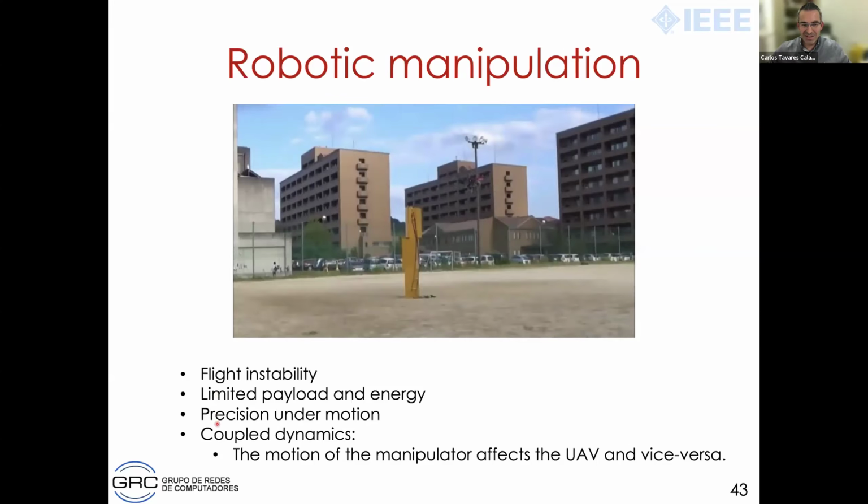And what is maybe the top problem here is the coupled dynamics problem. So you have the manipulator, or this robotic arm, that is affecting the UAV flight stability, and UAV flight is affecting the position of the robotic arm. So this coupled dynamics problem makes it particularly hard to solve. So if there are any people here that are doing robotic studies, this is a very, very interesting research topic to work on.